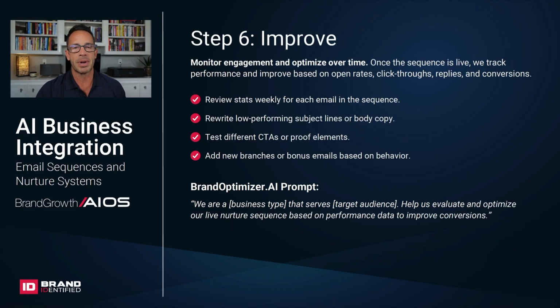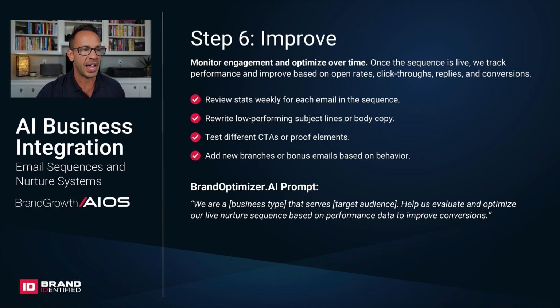And then finally, step number 6 is to improve. Monitor the engagement and optimize this over time. Once the sequence is live, we track the performance and improve based on open rates, click-throughs, replies, and conversions. So review the stats weekly for each email in the sequence. Rewrite low-performing subject lines or body copy.